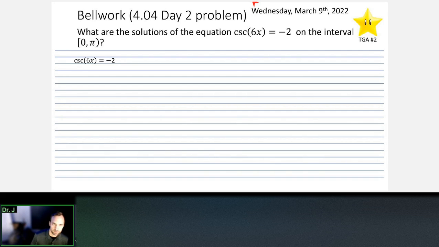Today we'll be going over a couple examples. First one being the bell work, which is actually TGA number 2, just different numbers, but same type of problem. And then we'll be doing some problems from yesterday that we didn't get to that are good.